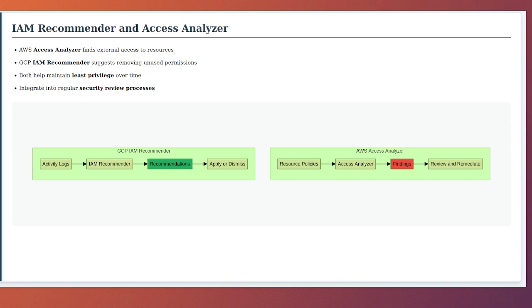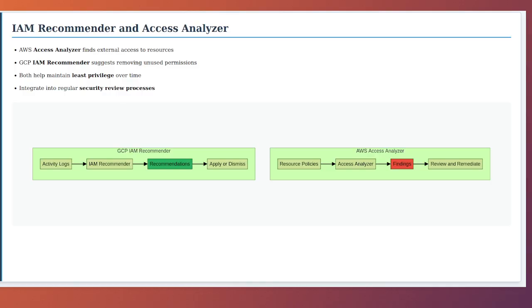It also provides policy validation to check your policies for errors and security warnings, and can generate policies based on access activity. Google Cloud Platform IAM Recommender takes a different approach. It analyzes actual usage patterns over the past 90 days and recommends removing unused permissions or roles. If you granted someone the editor role but they only read permissions, the recommender will suggest replacing editor with viewer. It also recommends replacing basic roles with more specific predefined roles based on the permissions actually used.